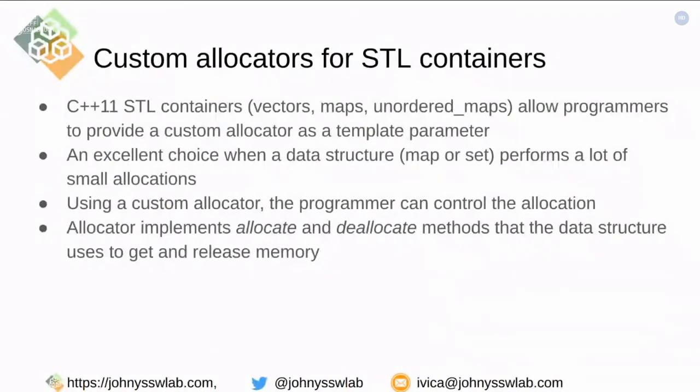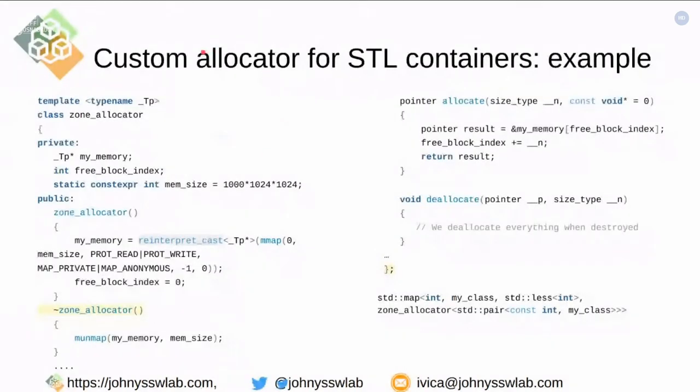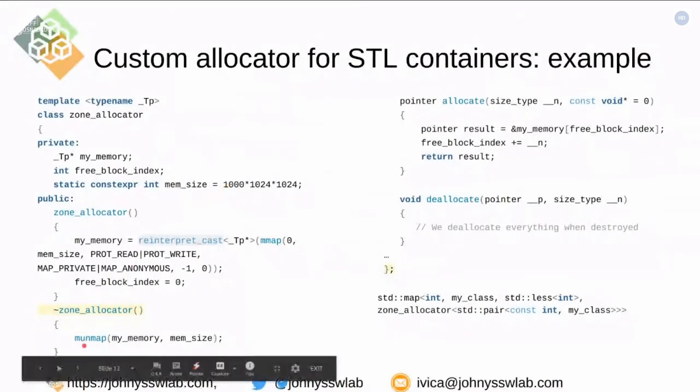The STL allocator is some kind of class that implements methods called allocate and deallocate, and the data structure uses these to get and release memory. Here is an example of a custom allocator for STL containers. Let's just run through the code for a short time. I called it zone allocator. In the constructor of this zone allocator, I ask, using the mmap system call from Linux, for 1 gigabyte of memory. And I use munmap to return that memory back.